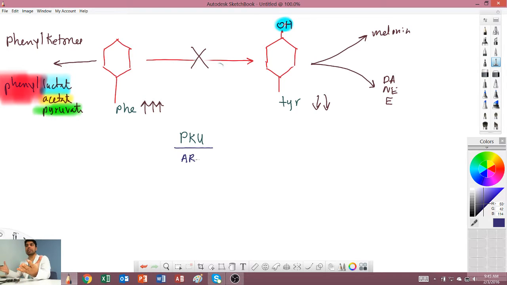Where are you finding these ketones? In urine. And why would you call it phenylketonuria? Because it's found in urine. So the best test to do is what? Urine analysis. Take a sample of urine and look for these ketones. Okay.